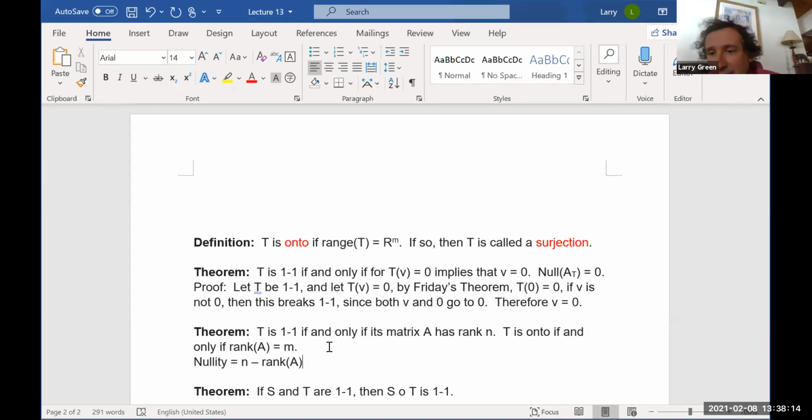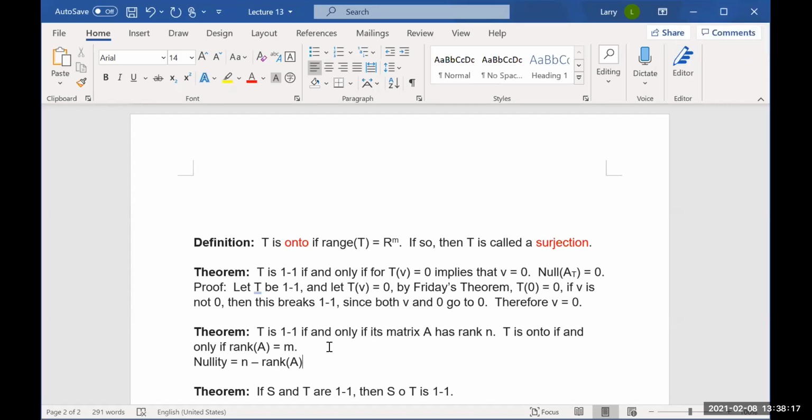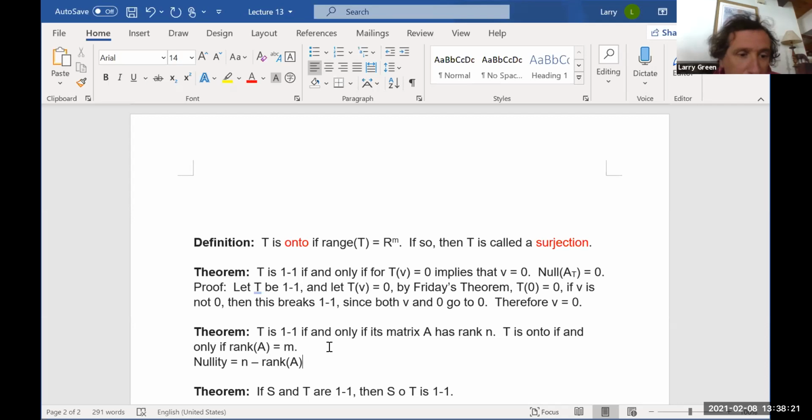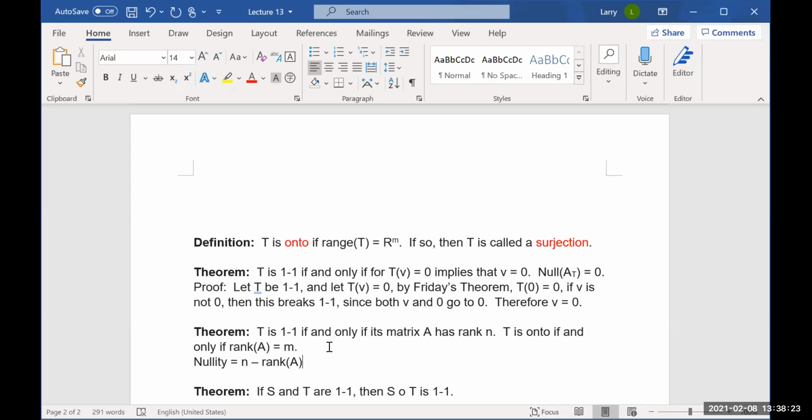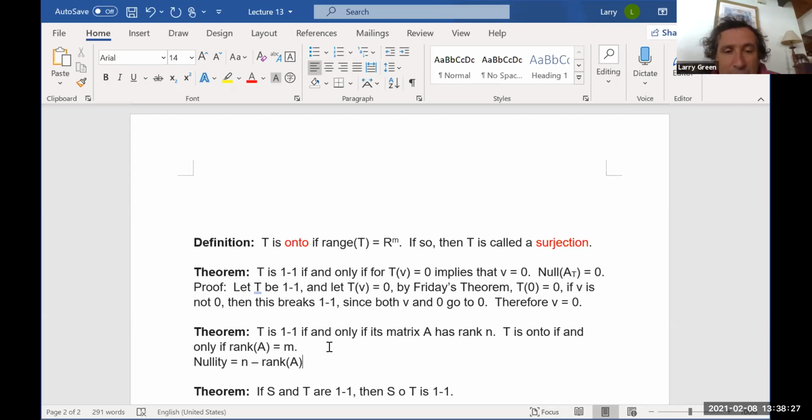And do you remember we had a theorem? Right, right. Because if you remember that the rank of A was the dimension of the range. Do you remember that? And if it's onto, then the dimension of the range must be M or it doesn't work. Is that clear?